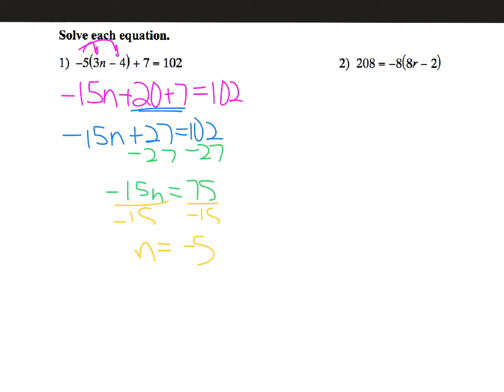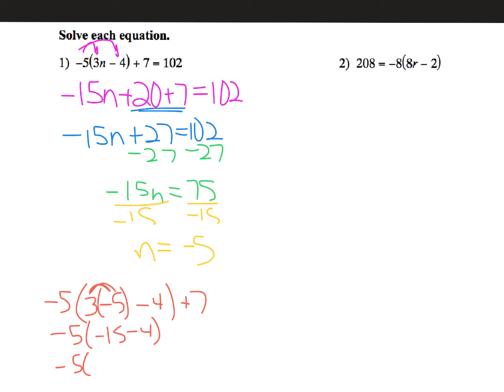If you want to check, feel free to plug it back in. So you do 3 times negative 5 minus 4 plus 7. 3 times negative 5 is negative 15. Negative 15 minus 4 is negative 19. Some weird noises out there. Negative 19 plus 7. Okay, and then 5 times 19, well, that's like 5 times 20. So that's 100, but 5 less, so that's 95. And 95 plus 7 is 102, so it worked. So if you want to plug back in to see that what you did is accurate and gets you to the right place, feel free to do so.